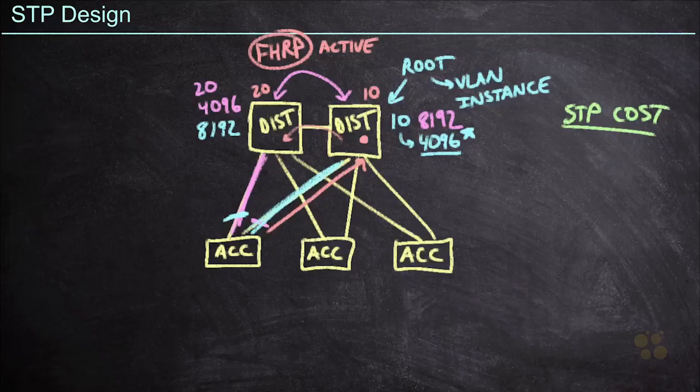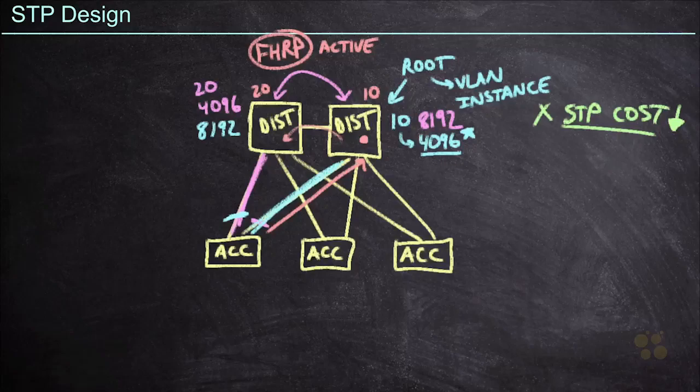Now in most cases, we don't need to tweak spanning tree cost, but if you do find yourself in a situation where we need to block a link that spanning tree isn't blocking by default, then cost is usually how we're going to do this. And remember that lower cost is better, and so we'd actually want to raise the cost on a link that isn't getting blocked in order to block that link.